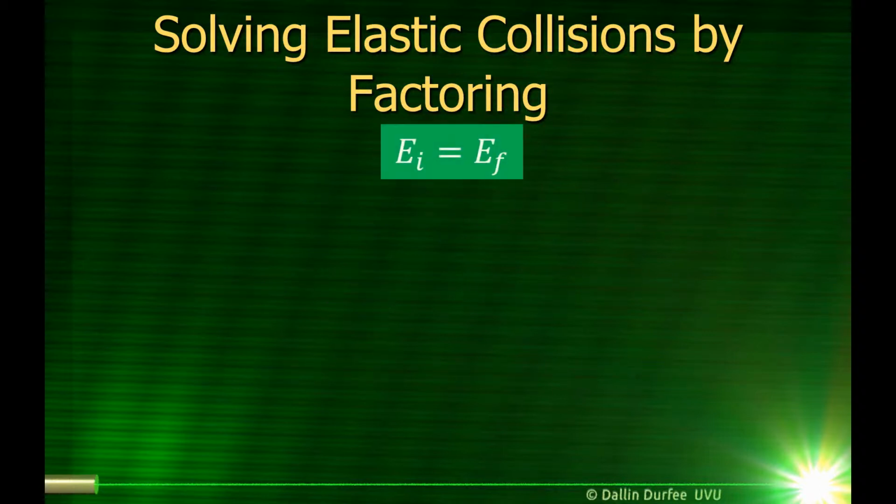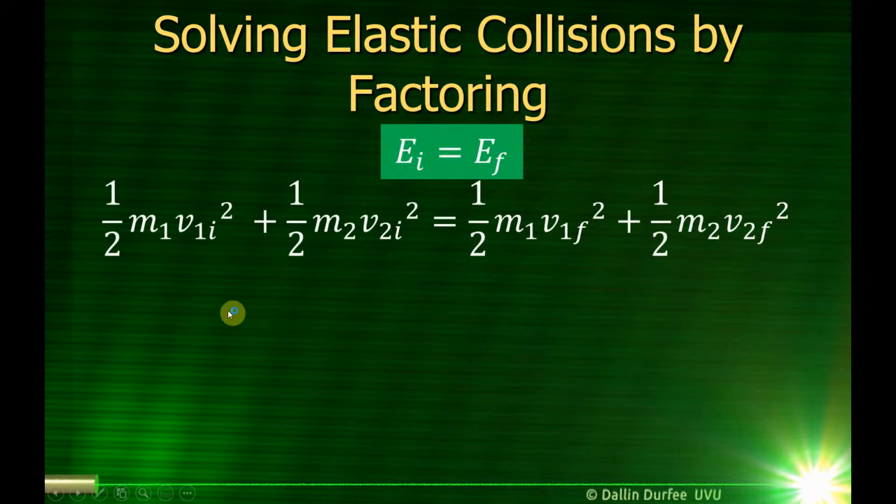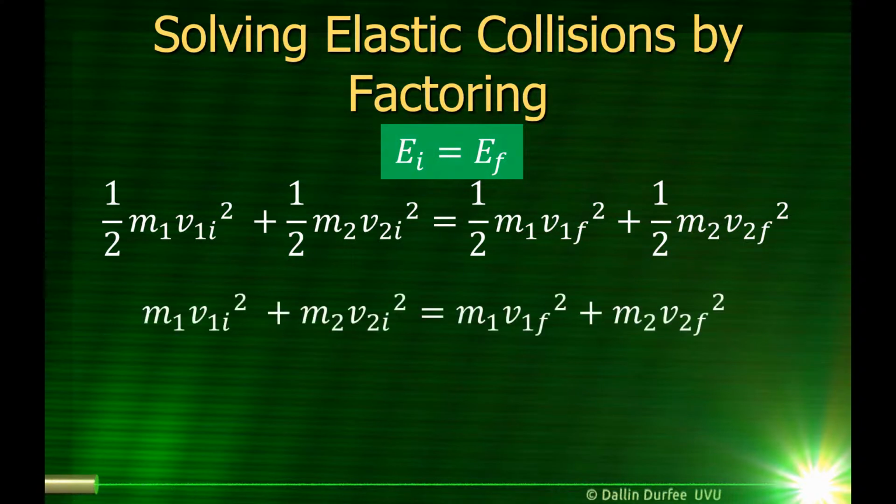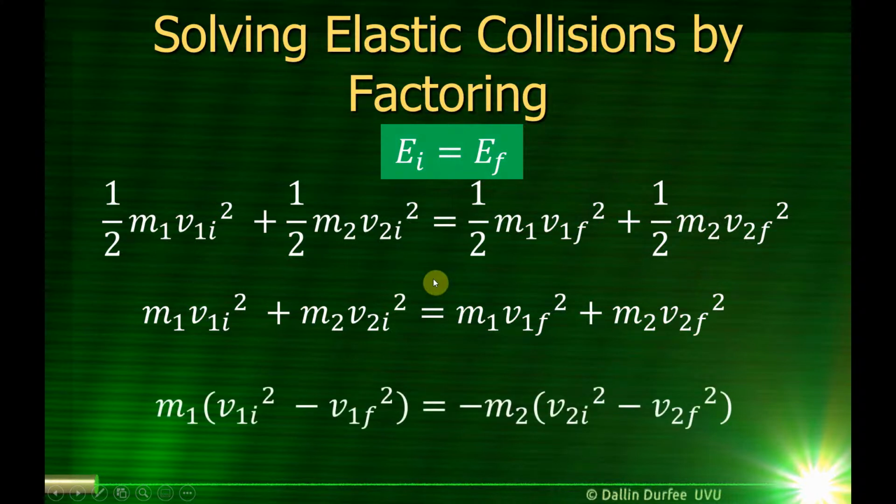Now let's do them on the energy equation. So we have initial kinetic energy of 1 plus initial kinetic energy of 2 is equal to the final kinetic energy of 1 plus the final kinetic energy of particle 2. So we said we're going to cancel out the 1/2 to make it simpler, and then we're going to move all of the mass 1 stuff to one side and all the mass 2 stuff to the other. So I'm going to subtract m1 V1 final squared from both sides, and I'm going to subtract m2 V2 initial squared from both sides, and then factor out the mass, and that gives me this.